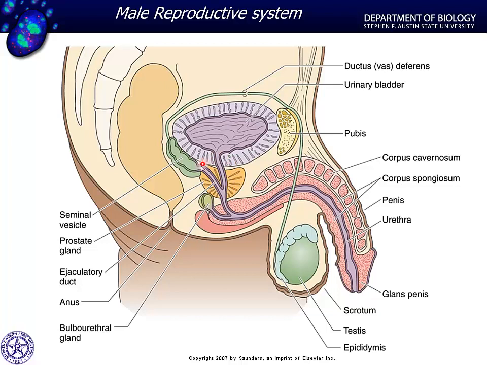And here we can see the prostate gland surrounding the prostatic urethra just as it leaves the bladder. We're also going to have a bulbourethral gland that's going to contribute some components. And then we get into the urethra proper as we get into the penile urethra, and that then will allow our genital material to exit the body.